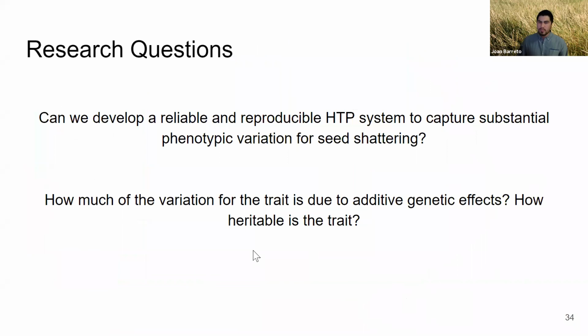my first research question is: can we develop a reliable, transferable, reproducible, high throughput system, which means one that allows us to capture large amounts of data, to understand the phenotypic variation for seed shattering in perennial ryegrass?